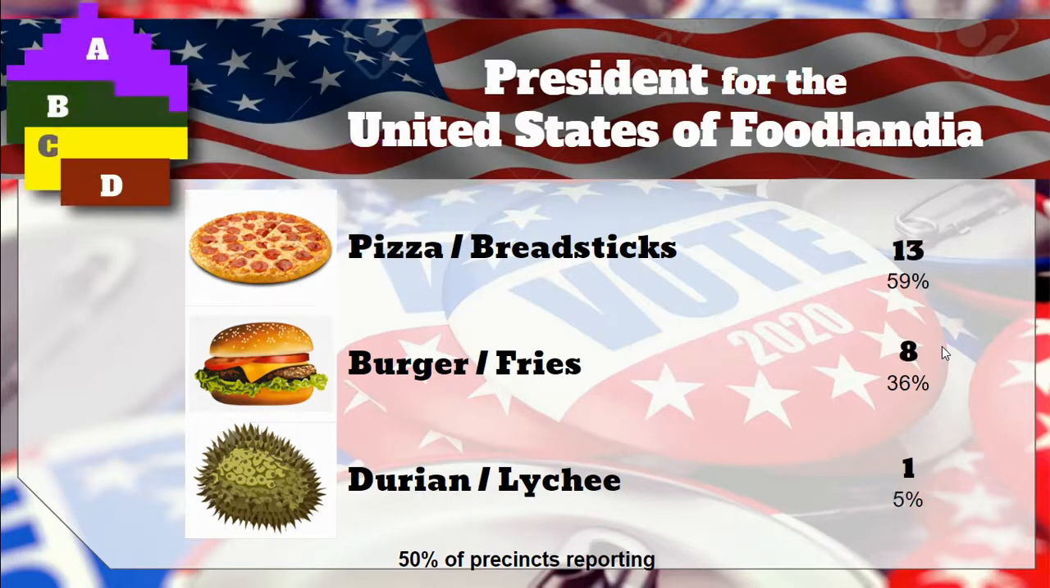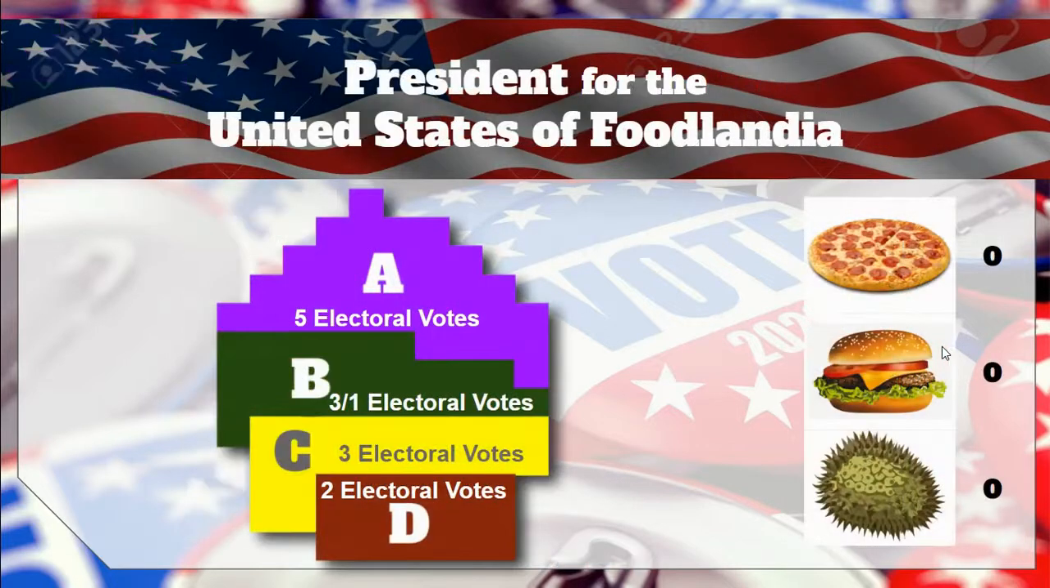Nationally, as far as what that does, that changes the numbers a little bit. So now with 50% of all precincts reporting across the United States of Foodlandia, we have pizza breadsticks with a 5 to 3 to 1 lead, only 5 votes. We still have a long way to go as far as votes go. A lot can still happen. Since we've heard updates from all of our states, with a lot of other totals coming in, we should be able to start awarding some electoral college votes here pretty soon because we're still at 0-0-0. Let's see where it goes.